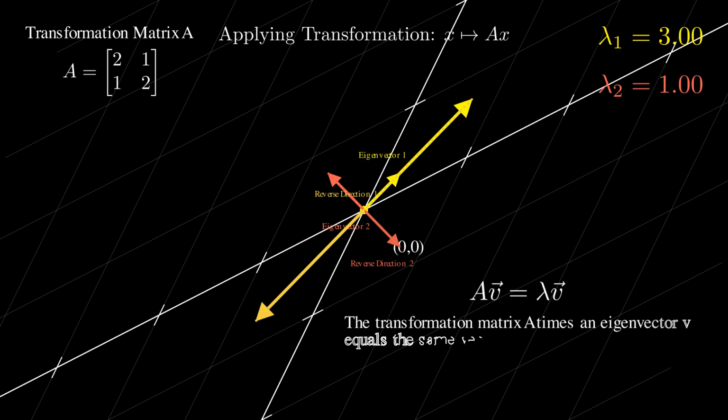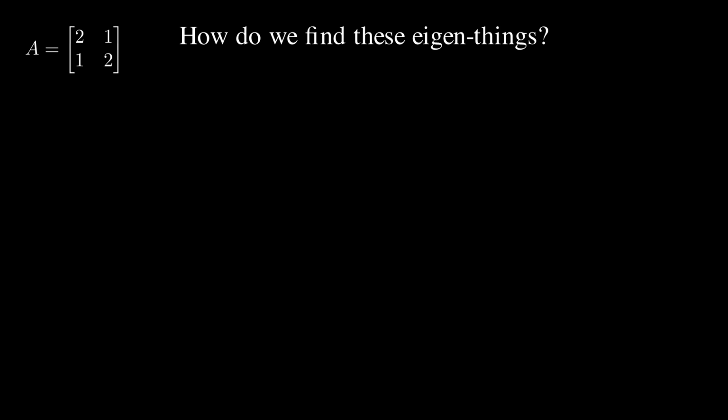This relationship is captured perfectly in the eigenvalue equation. A v equals lambda v. The transformation of an eigenvector is simply a scaling by its eigenvalue. Now let's explore how to find eigenvalues and eigenvectors mathematically.